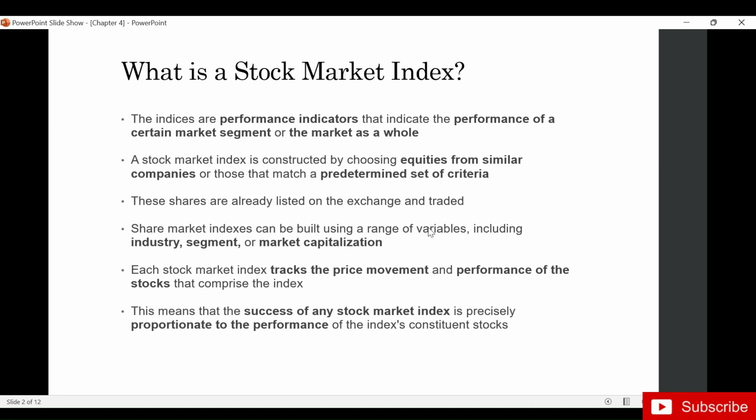Also, stock market indices track the price movement and performance of the stocks that make up the index. This would mean that the success of any particular stock market index will depend on the performance of the constituent stocks of that particular index.